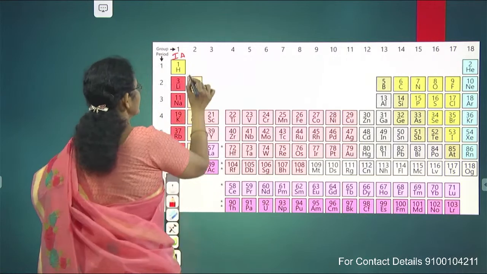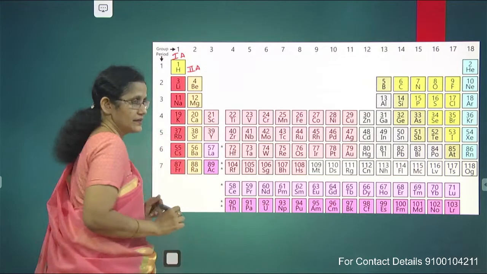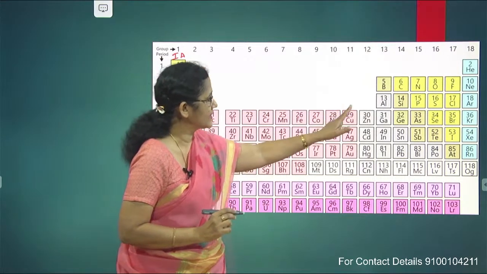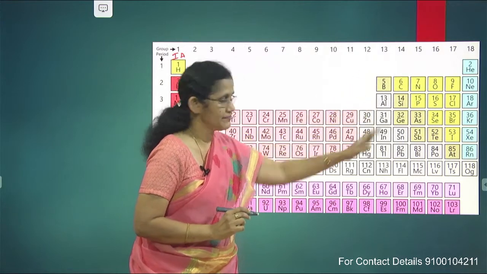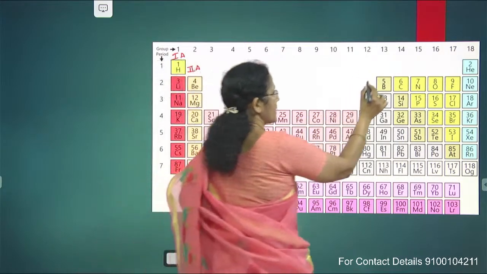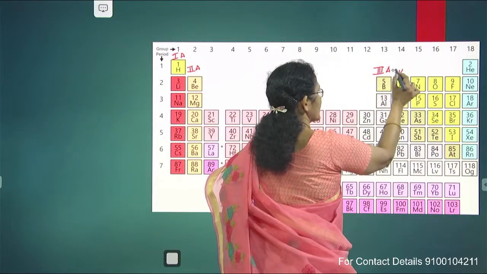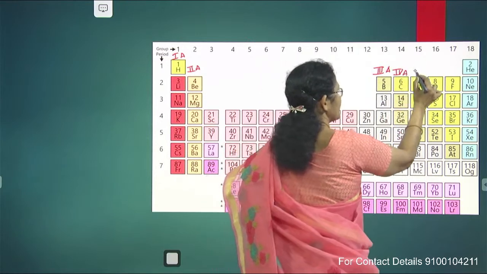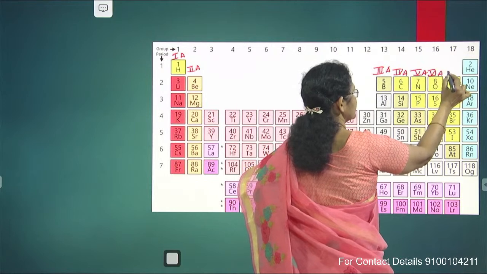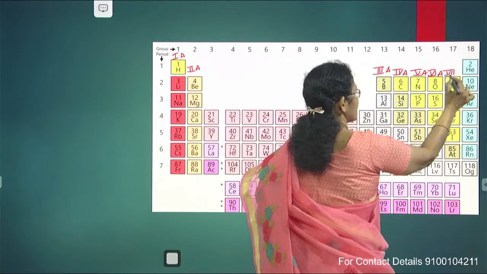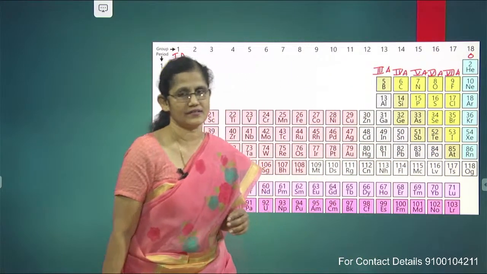Second group, in the old version it is 2A, right? So from here, the 13th group, this is P block elements, here it is 3A. Then 4A, 5A group, 6th A group, 7th A group, and this is 0 group, noble gases, right?